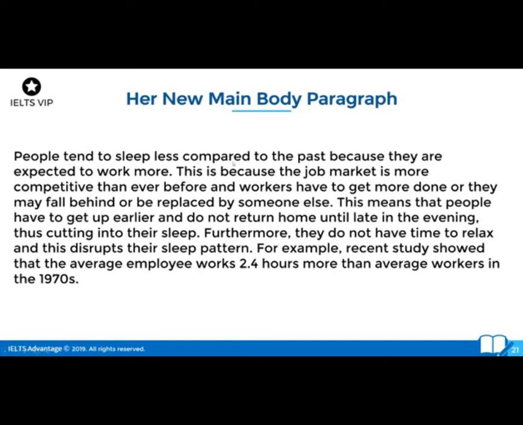So people tend to sleep less compared to the past because they are expected to work more. Okay, clear topic sentence. You're telling the examiner, this is what this paragraph is about. This is because the job market is more competitive than ever before and workers have to get more done or they may fall behind or be replaced by someone else. Explanation. And it actually explains that main idea, so it's nice and coherent and cohesive. This means that people have to get up earlier and do not return home until late in the evening, thus cutting into their sleep. Further explanation of the same point.